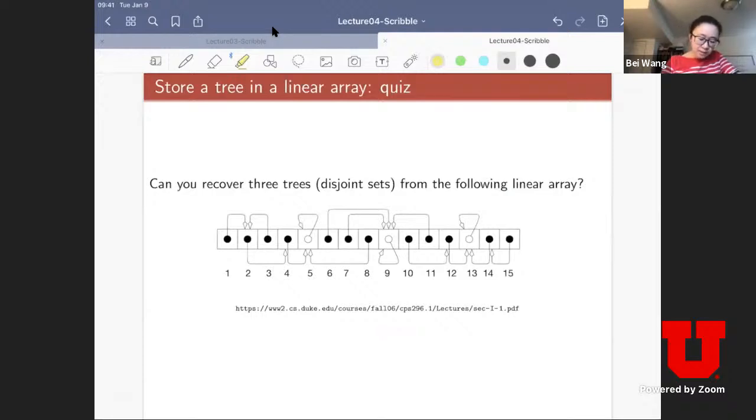So I'm going to end my lecture today here, for you to understand it. If I give you a linear array like this, can you recover the three disjoint trees or disjoint sets from this storage, right? Of course, this is slightly different, where I also added a self pointer to its root. So any root node of a tree has a self pointer. Because there are three trees, there are three roots in this. But you can trace the pointers as I just did earlier to recover those three trees, which are stored in exactly the same array, okay?